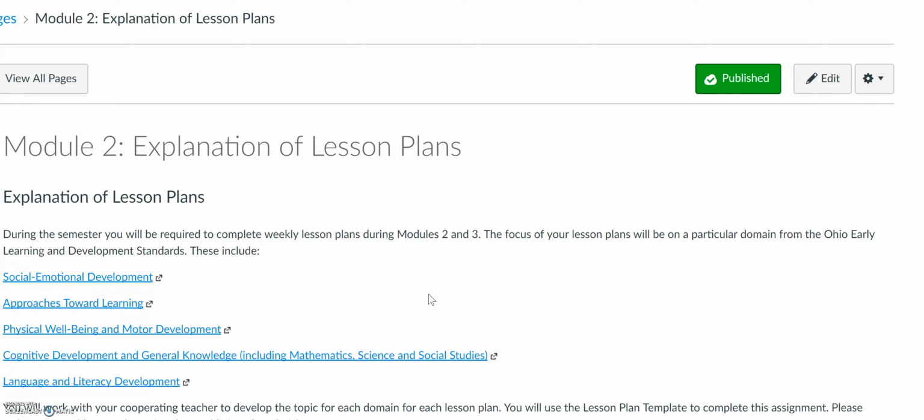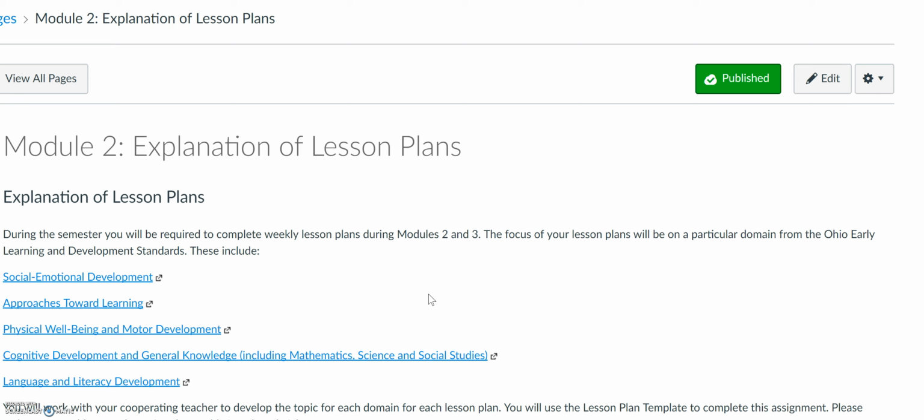And on the OhioEarlyChildhood.org website, you can see some different examples. You can also read more about topics related to each domain. If you haven't been to the website, I would strongly suggest you become familiar with the domains before beginning your lesson plans.